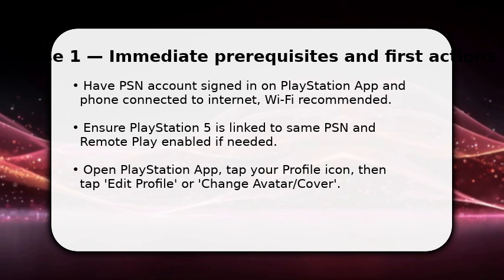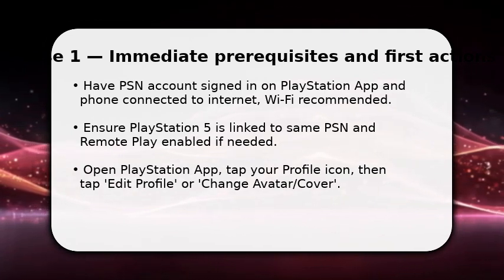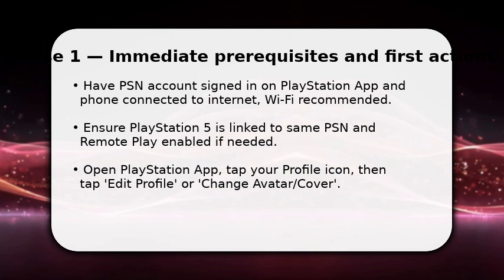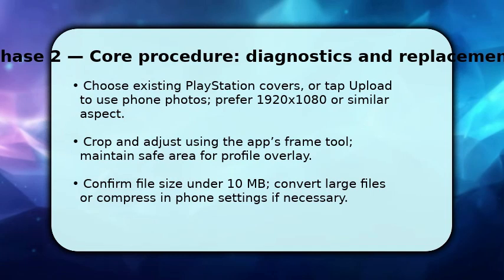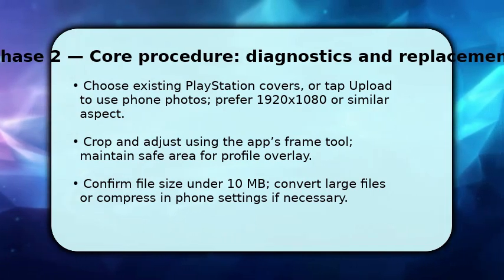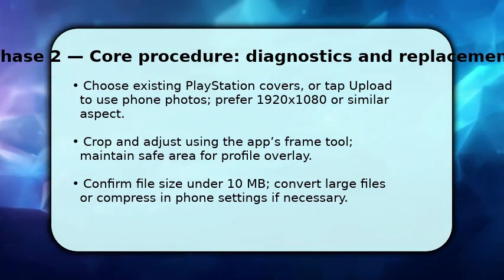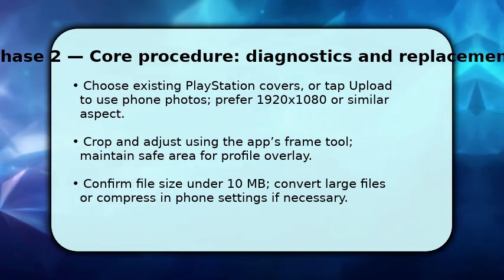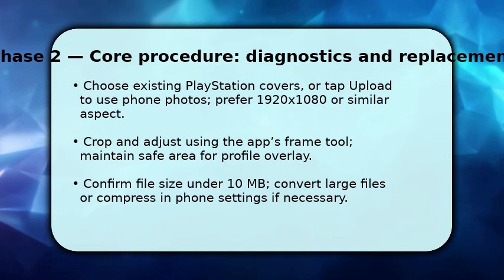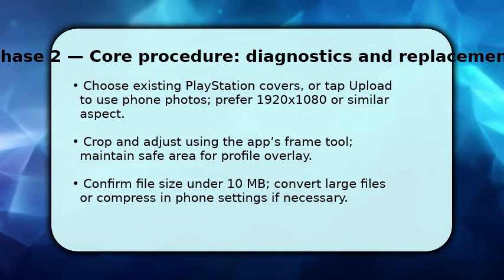Tap Edit Profile, then change Avatar or Cover Image. You're initiating the change. Next, you'll select or upload the actual image. Now you choose the image. Use a built-in cover or tap Upload to pick a photo from your phone. Aim for a 16:9 aspect. 1920 by 1080 is ideal, so the image scales correctly on console displays.